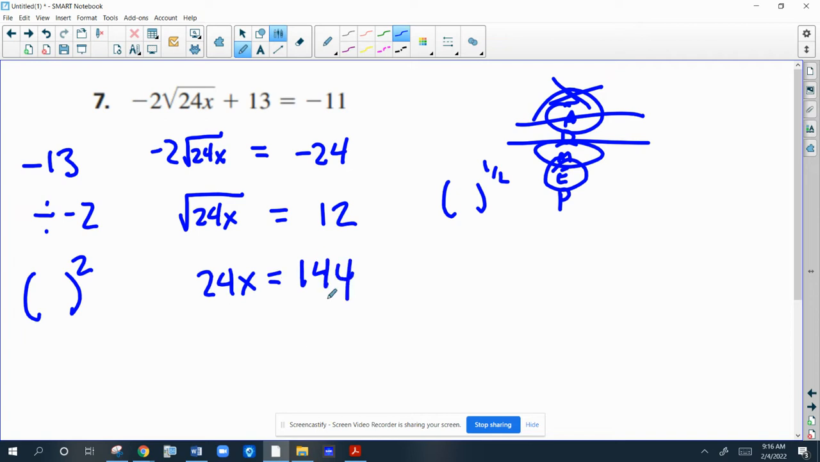So now we're really down to the parentheses part, because a square root is a grouping symbol. So we kind of got rid of the parentheses right there. We're doing what was inside the parentheses, the 24x. Since it's multiplication, obviously you're going to divide. So divide by 24. 144 divided by 24 is 6.